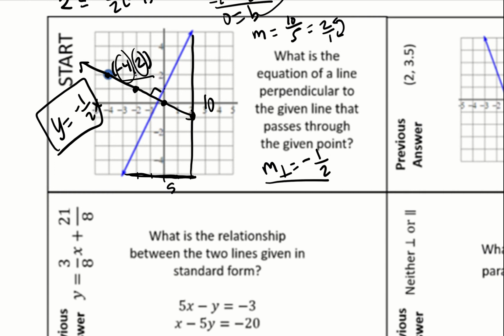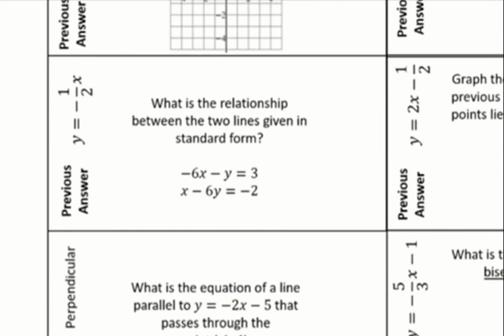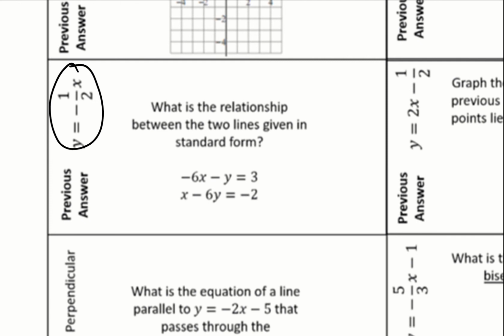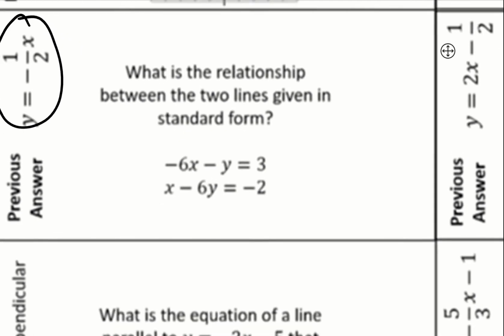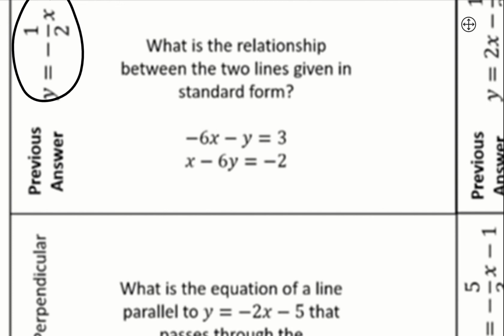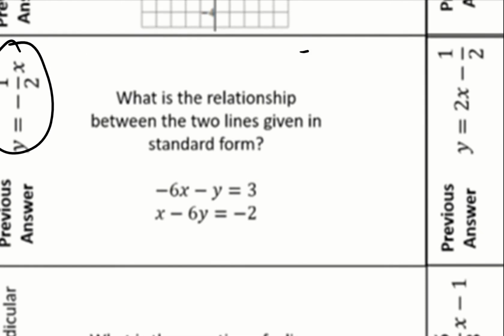Well, that question actually matched this answer, and so we'll do this question next. What is the relationship between the two lines given in standard form? So we're going to have to convert these from standard form to slope-intercept form. So let's go ahead and do that for this first one.